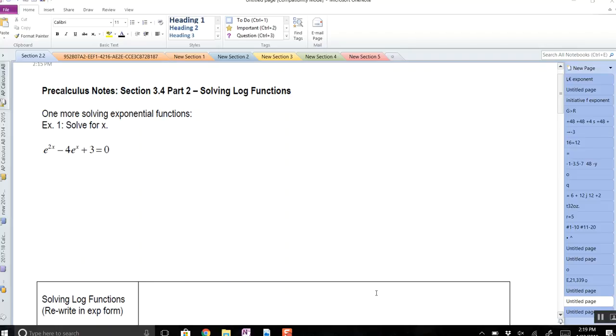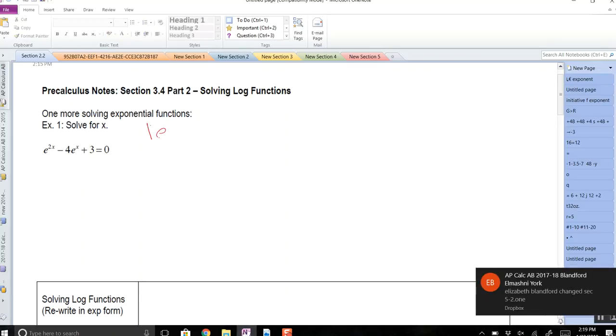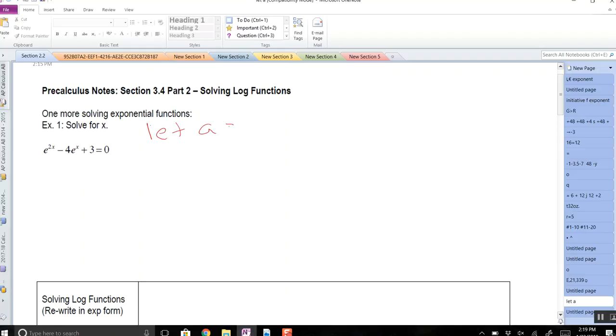Here's a video discussing section 3.4 part 2 on solving log functions. So here we have e to the 2x minus 4 times e to the x plus 3 equals 0. What you're going to want to do, because these are pretty tricky to solve, is let any variable, you can use a, b, c, d, whatever you like, equal the middle term, which of course is e to the x. So we're letting this equal a.